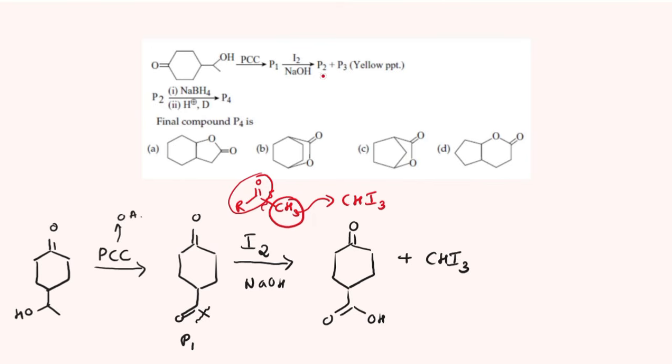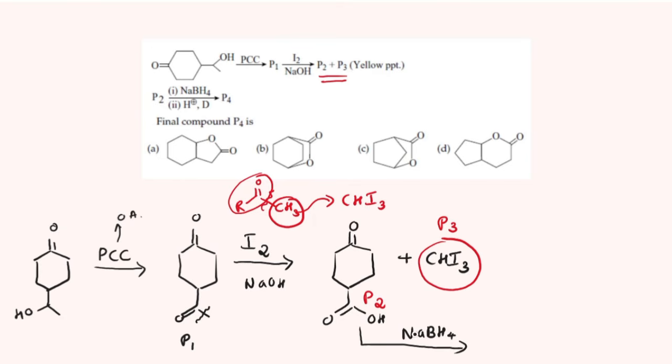So you can see that there are two products, P2 and P3, right? And P3 is the yellow precipitate. This is the yellow precipitate. What about this one? This is P2. It's very important to identify the products here because you can see further the P2 is going to react with sodium borohydride. So what happens when this reacts with sodium borohydride?